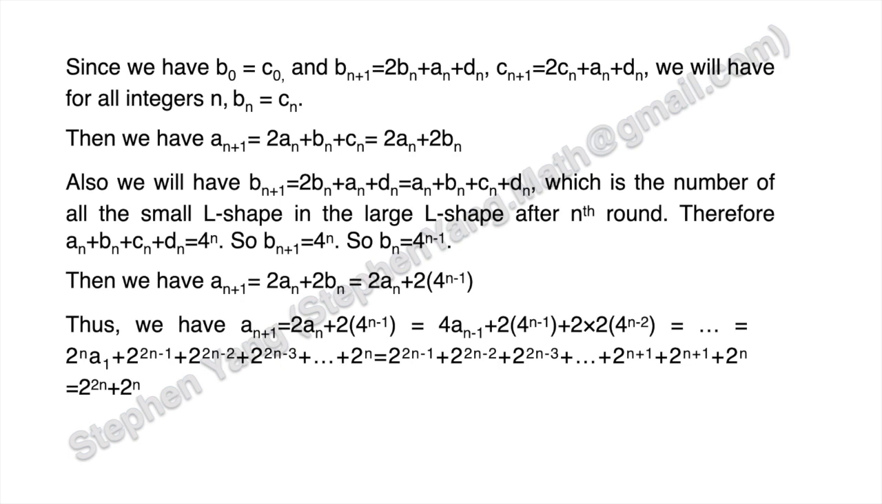Since we know that a_1 equals 2, we'll have a_(n+1) equals 2 to the (2n minus 1)th power plus 2 to the (2n minus 2)th power plus 2 to the (2n minus 3)th power, and so on, plus 2 to the (n plus 1)th power plus 2 to the nth power. And that equals 2 to the 2nth power plus 2 to the nth power.